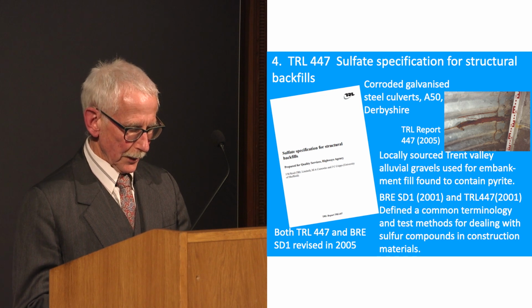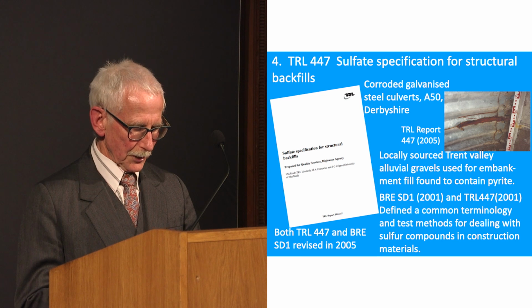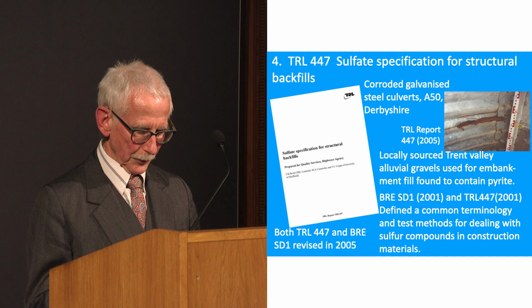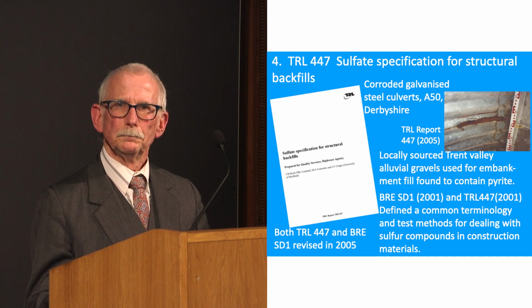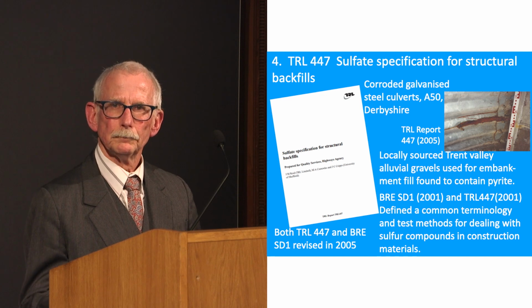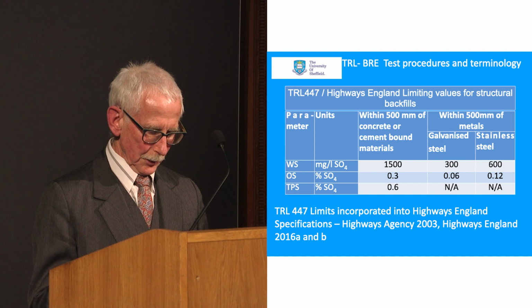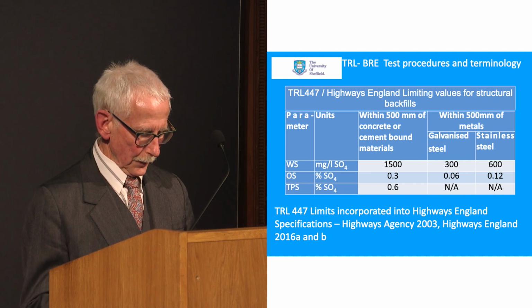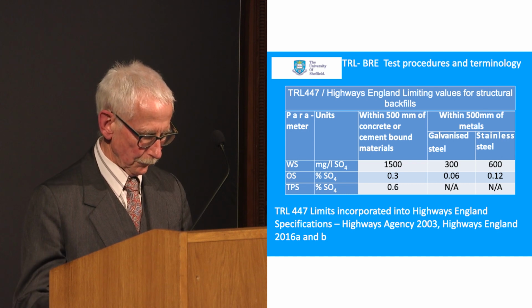The outcome of the investigation was the publication of TRL Report 447, which set out test procedures and terminology for assessing the effect of pyrite oxidation in materials. It sets limits on the amount of sulfur in different situations, and the limits were later incorporated into Highways Agency specifications.